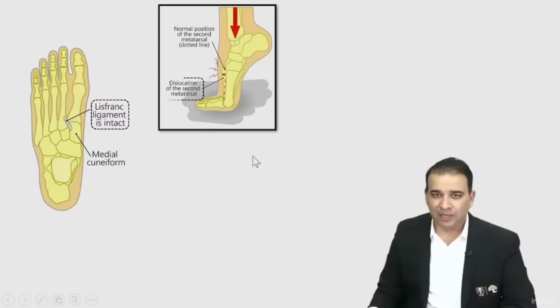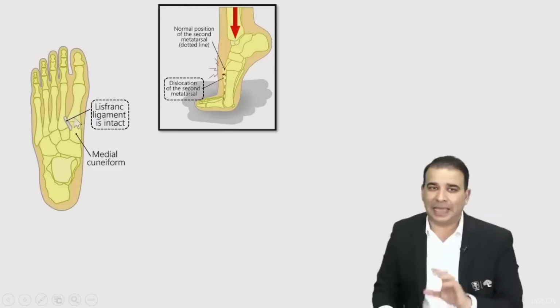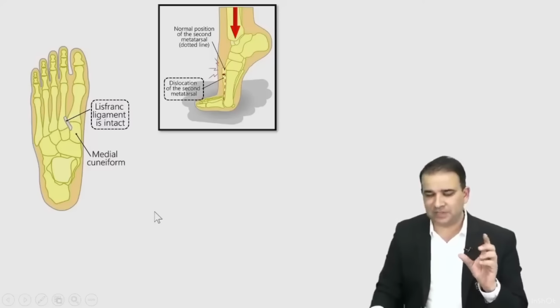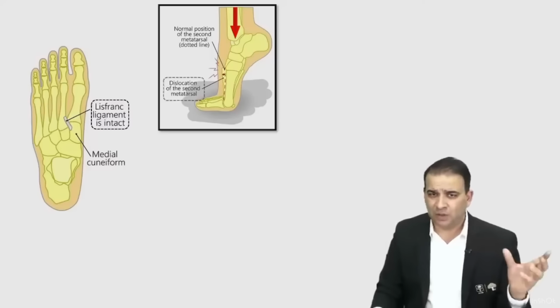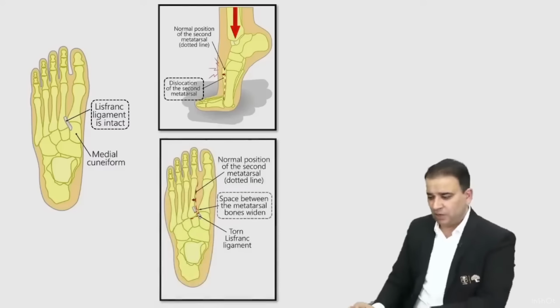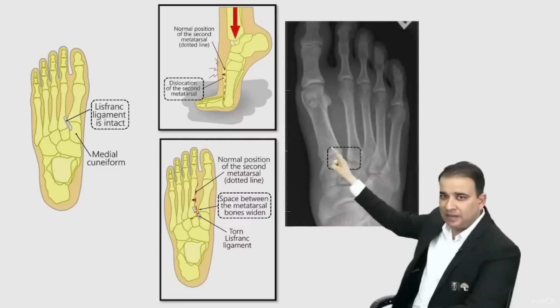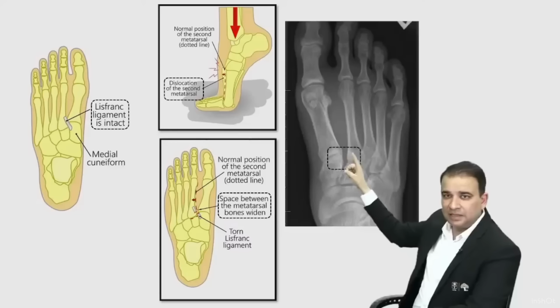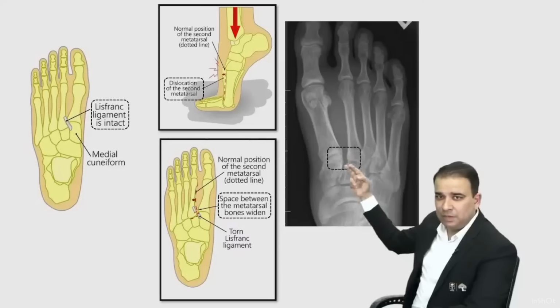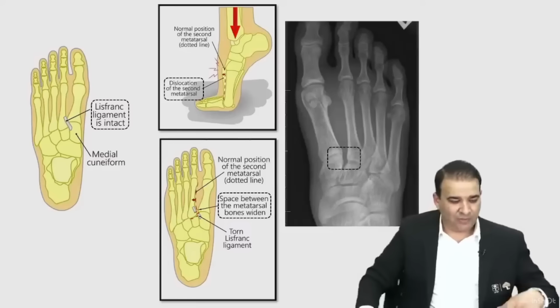If this Lisfranc ligament is broken, what will happen? The gap between the base of the first and second metatarsal will increase, and that's very clearly visible in the radiograph also. Have a look at this radiograph, and you can clearly see the gap between the base of the first and the second metatarsal here. The Lisfranc ligament, we said, is from the medial cuneiform to the base of the second metatarsal. That's where the Lisfranc ligament would be. The ligament is broken, and you can see the space is widening more than 2 mm. That's a Lisfranc ligament injury.